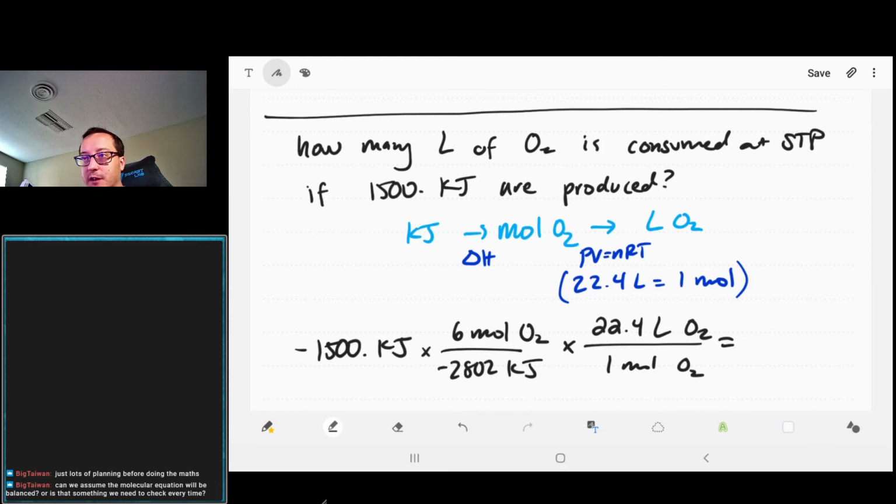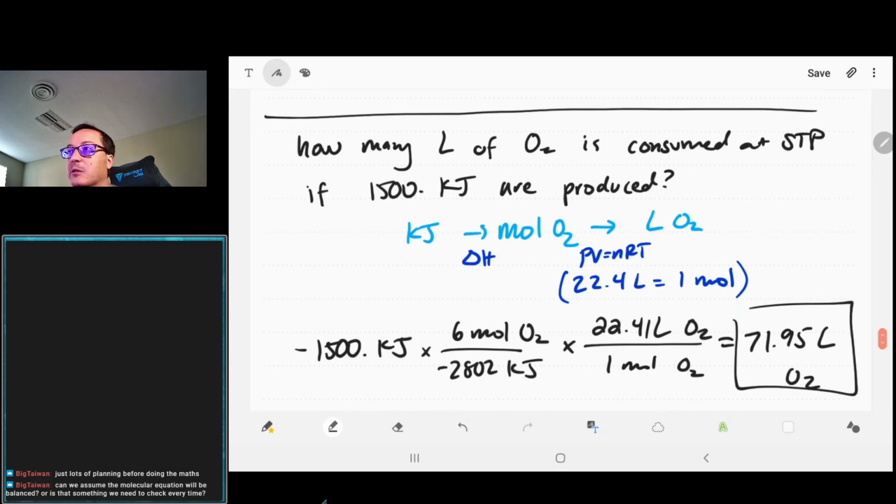Okay, so let's start. 1500 times 6 divided by 2802 times 22.4. Let's see, here we'll make this have our sig figs. So 71.95. And so you would expect to use just about 72 liters of oxygen to get about this amount of energy by burning glucose. So you can do all sorts of crazy fun things with this.